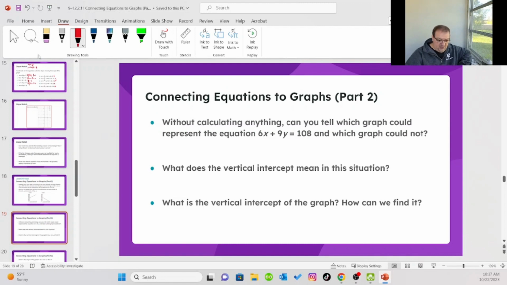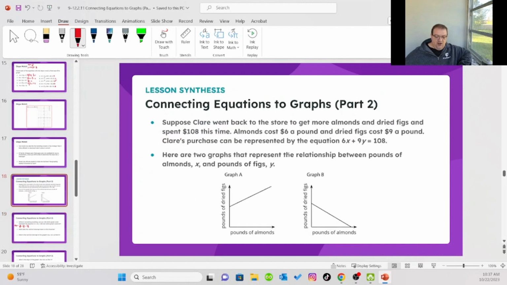So if we calculate our slope, it is negative A divided by B. That would be negative 6 divided by 9. Both numbers are divisible by 3. Negative 6 divided by 3 is negative 2. 9 divided by 3 is 3. So our slope is negative 2/3. Therefore, this must be graph B because it is the one with a negative slope.